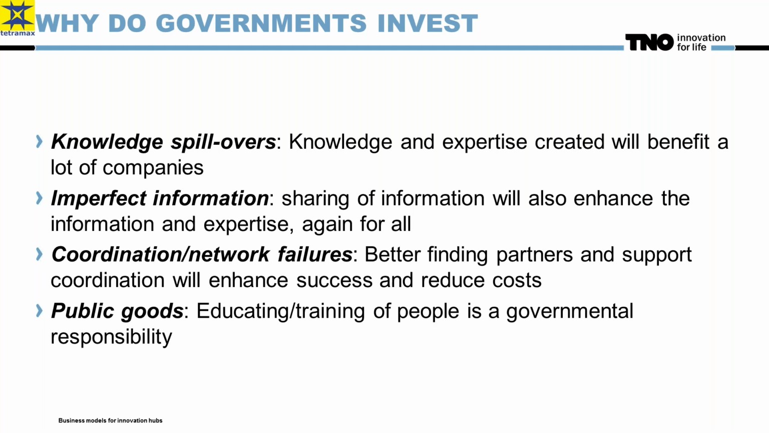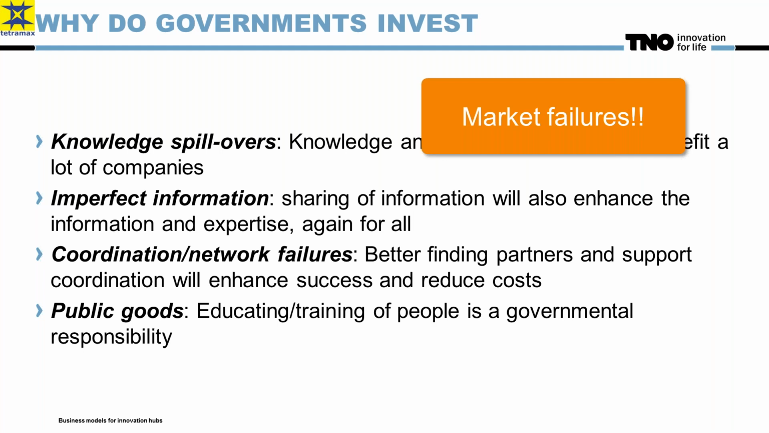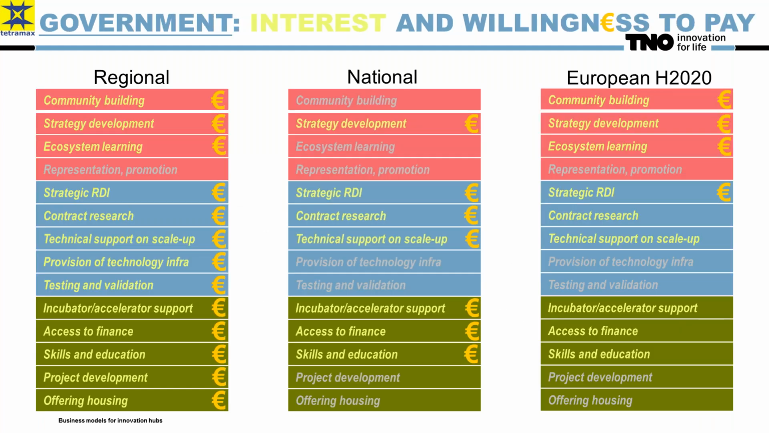So it's knowledge spillovers, creating expertise that will benefit a lot of companies. It's imperfect information, sharing information that will enhance the broader view. Coordination network failures, public goods. So the training and education of people is a governmental responsibility. So you can convince them to pay for the digital innovation hub if you have education and training activities there. It's all about market failures, and it's all about not doing it for one company, but doing it for a lot of companies.